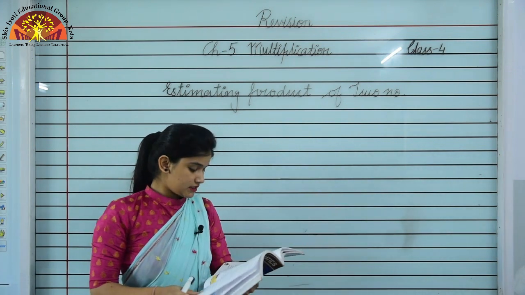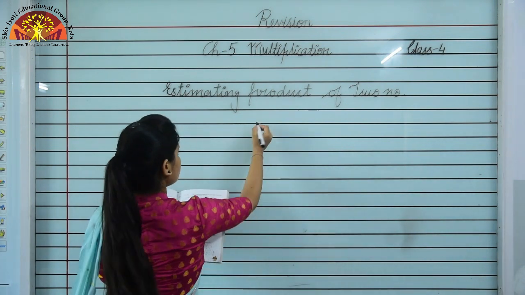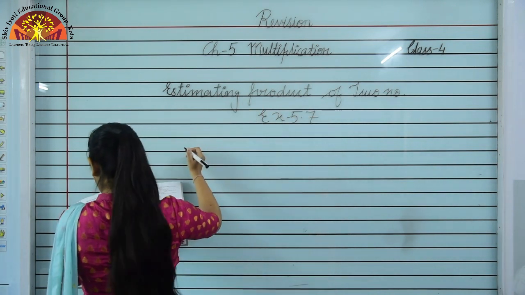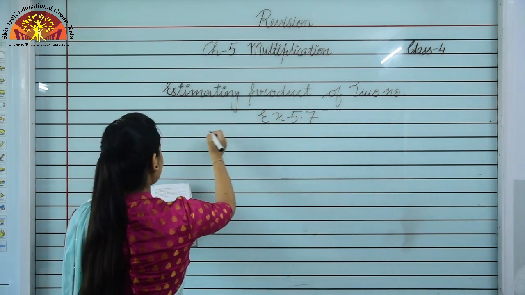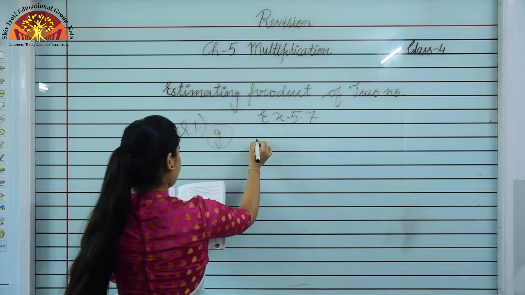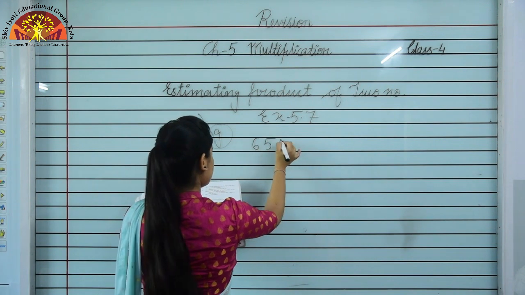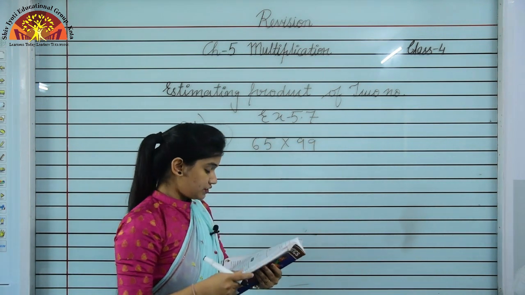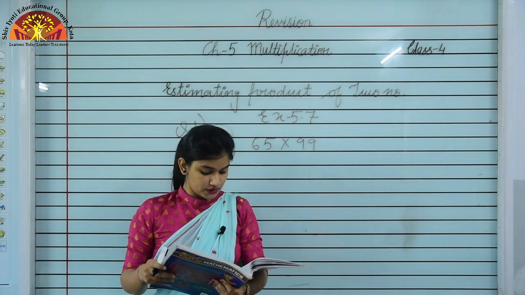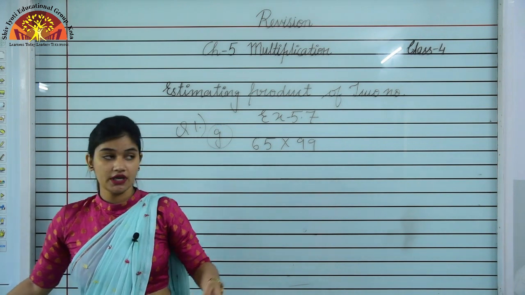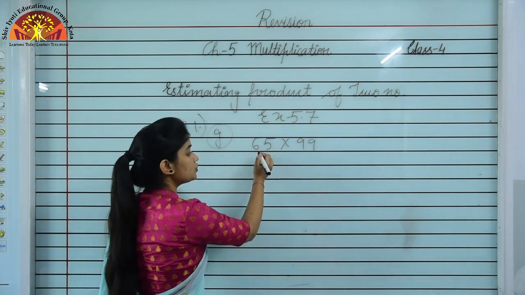So students, look at the first question of exercise 5.7. For this topic only, we are observing exercise 5.7, question number 1, G part. In this question we have two numbers, first is 65 and the next is 99. What we have to do is estimate the product by rounding off the numbers to the nearest 10. It means first we have to find the round off to the nearest 10.